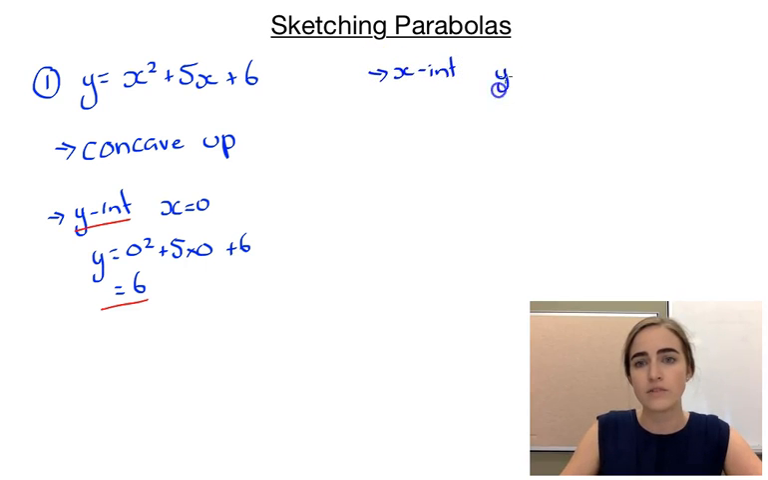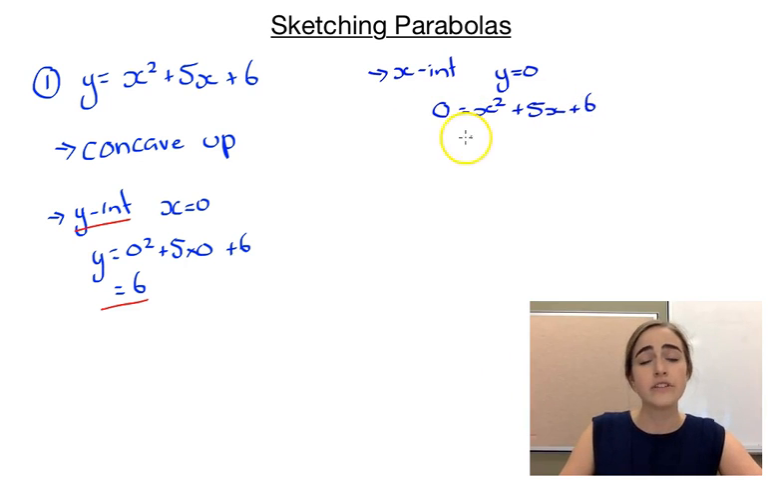So we're going to set y equal to 0. So we're going to have 0 equals x squared plus 5x plus 6. Now we need to solve this quadratic equation. So a lot of the time you might be able to factorize it. If you can't, you'll have to use the quadratic formula or complete the square.